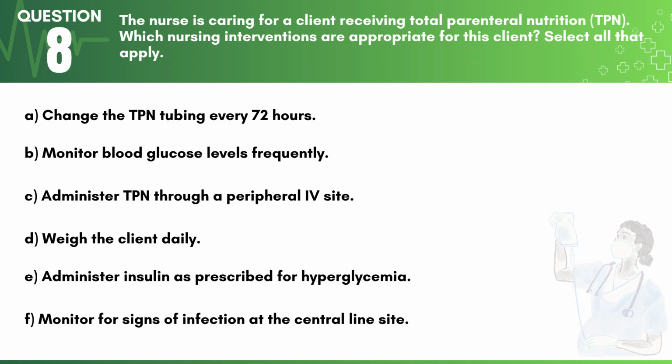C. Administer TPN through a peripheral IV site. D. Weigh the client daily. E. Administer insulin as prescribed for hyperglycemia. F. Monitor for signs of infection at the central line site.